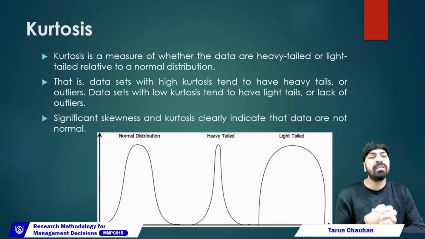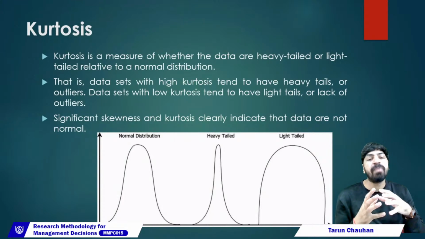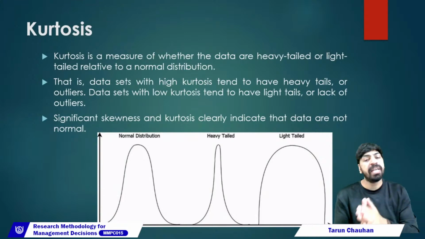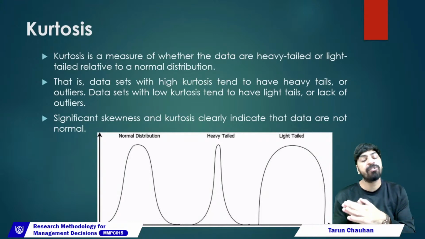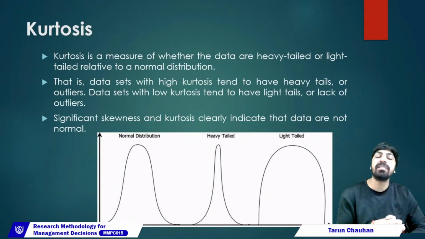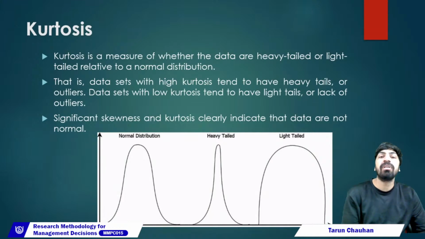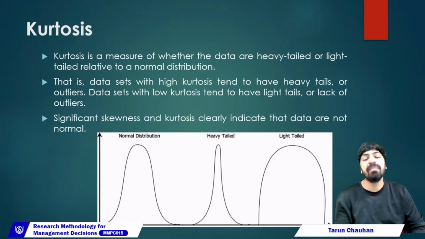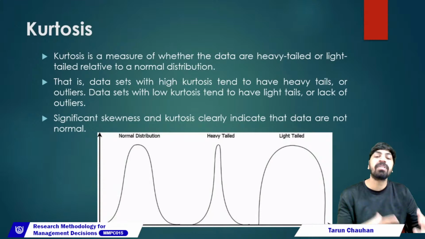When we talk about the main difference between skewness and kurtosis, skewness tells us whether the particular shape is positive or negative, either left side or right side. That is the exact skewness, how much skewed a particular data set would be. But the main purpose of kurtosis is to tell whether the shape of the particular data set is heavy-tailed or light-tailed.